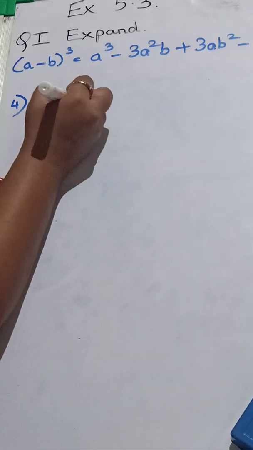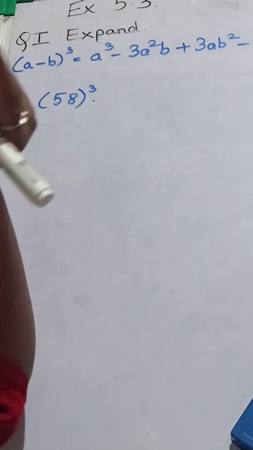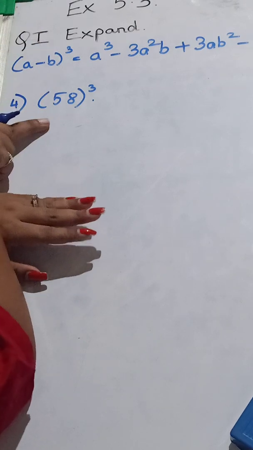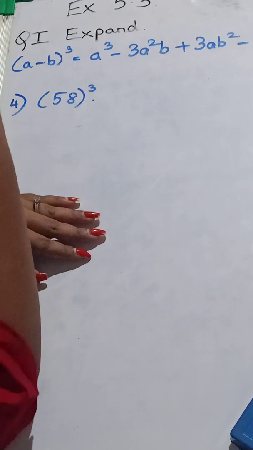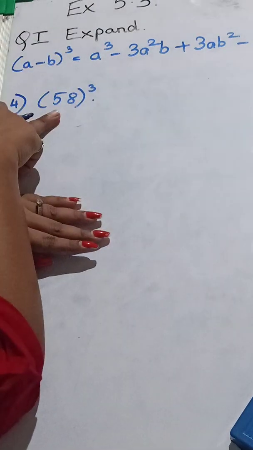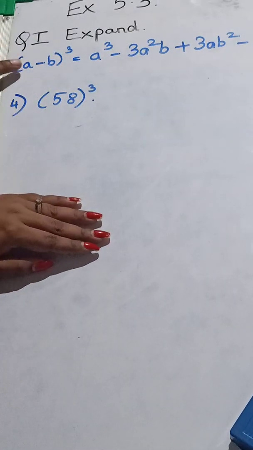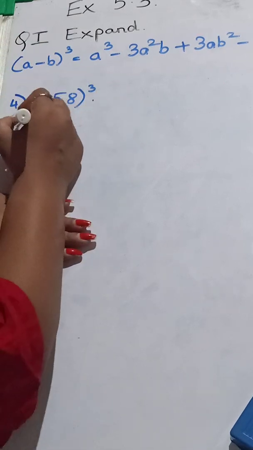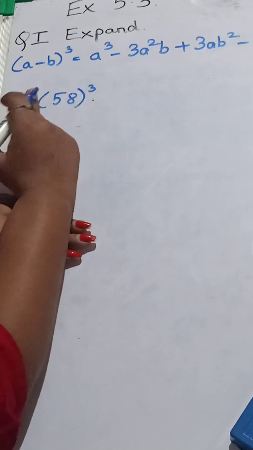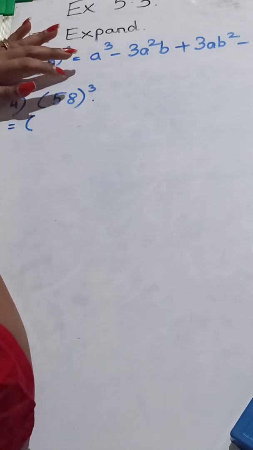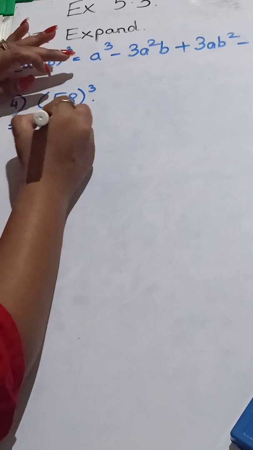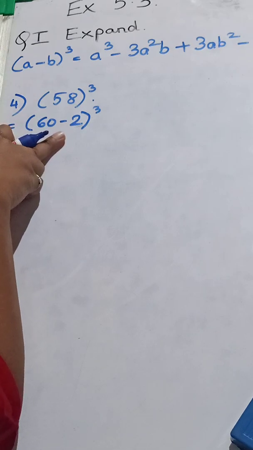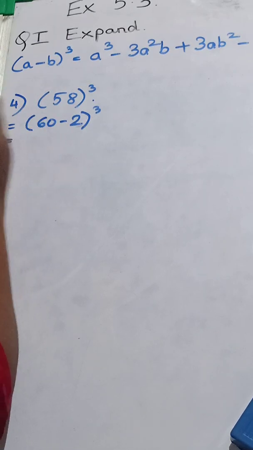The fourth sum is 58 cube. Now you all remember in the last exercise, exercise 5.2, there also we had numbers like this. There we were adding the number. But here we cannot add the numbers because the formula is a minus b. So we need minus here. So first form it according to the formula. 58, so we can directly take it as 60 minus 2 cube. That is 60 minus 2 gives us 58. So according to this, we are going to start solving now.